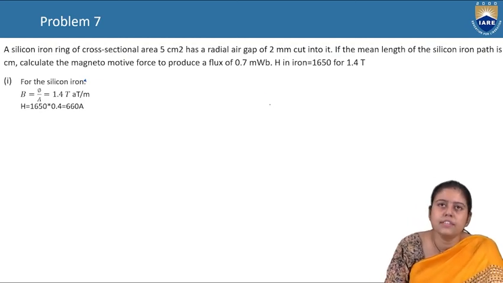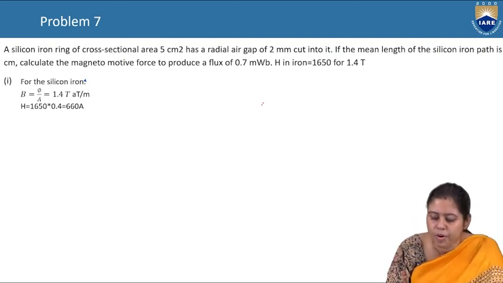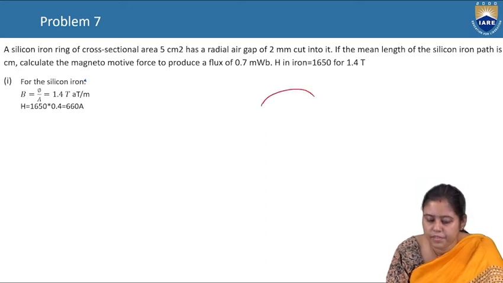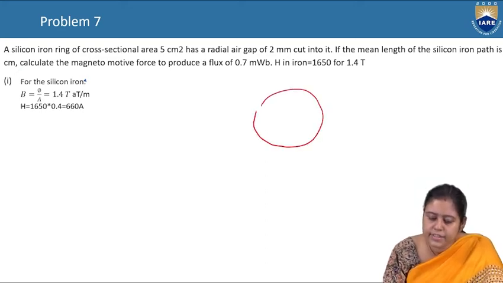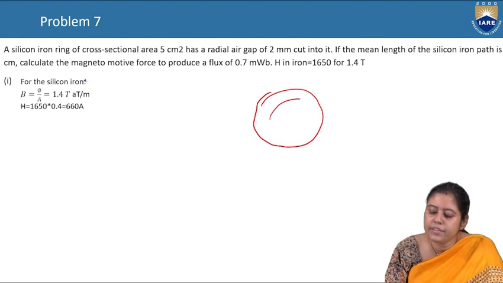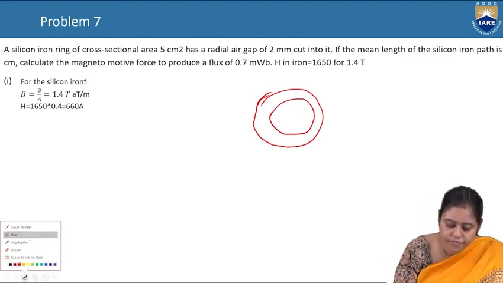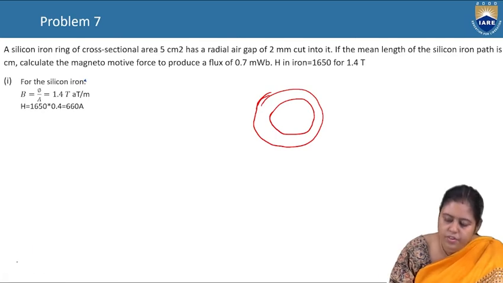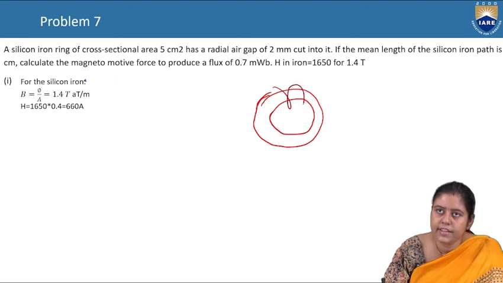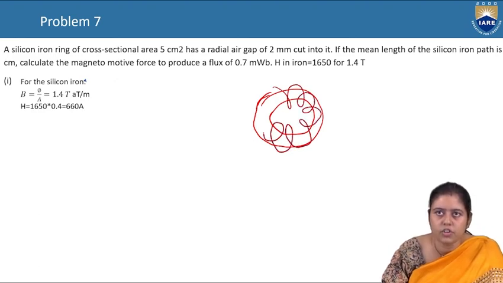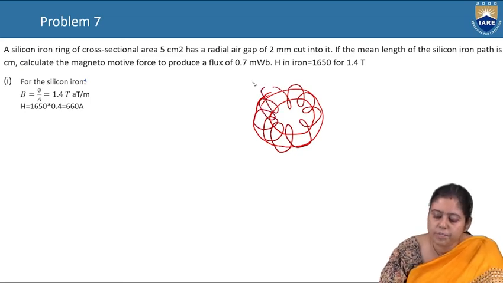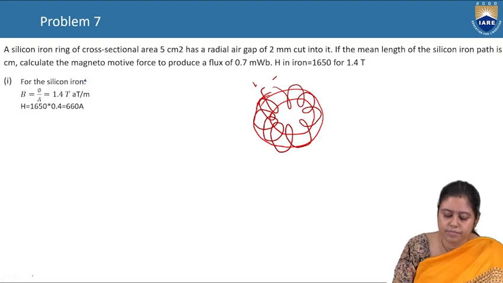So first you try to understand this problem. This is basically a ring. Ring means it is nothing but a toroid, where you can see these are the coils on the toroid. So this is plus and this is minus.